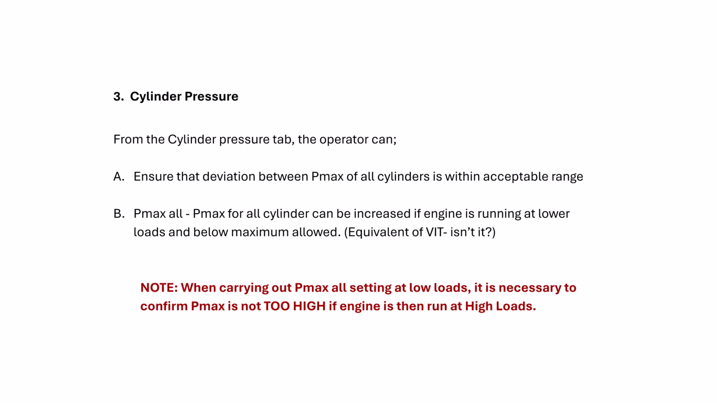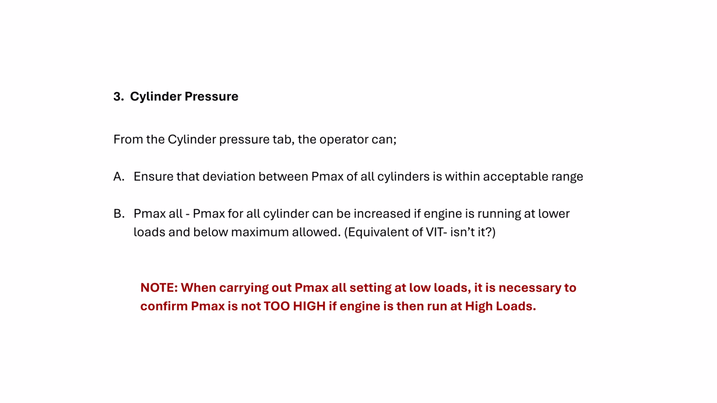Then comes cylinder pressure. In this screen, the operator can ensure that the deviation between different Pmaxes of different units is within acceptable range. What is the engine maker recommended value of Pmax differential between different units, or what is your company policy? Anybody can tell. Normally it is plus minus 3 bar. The deviation between different units must not be more than 3 bars. Pmax for all cylinders can be increased.